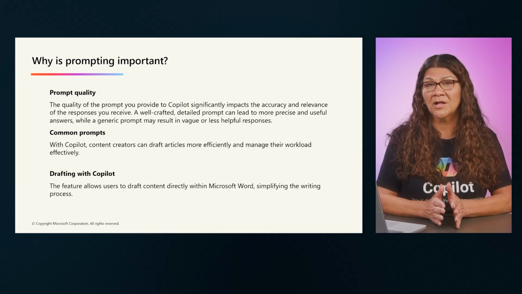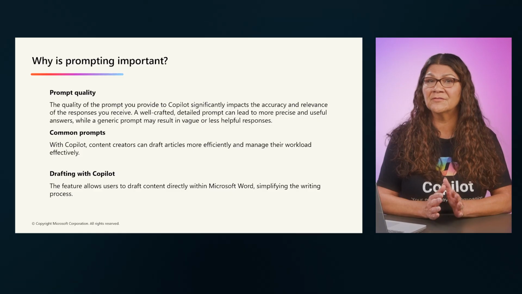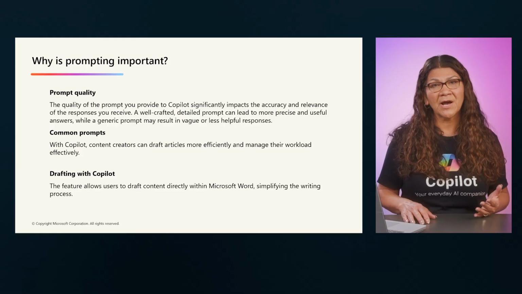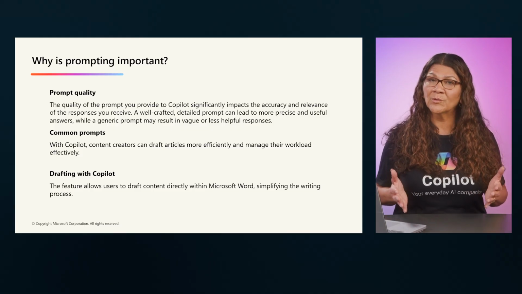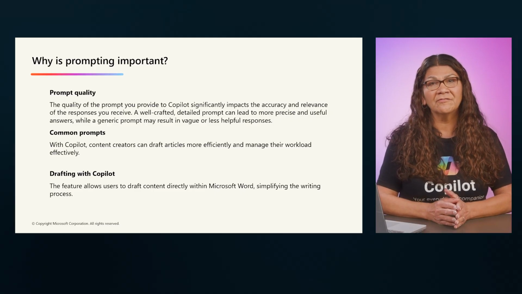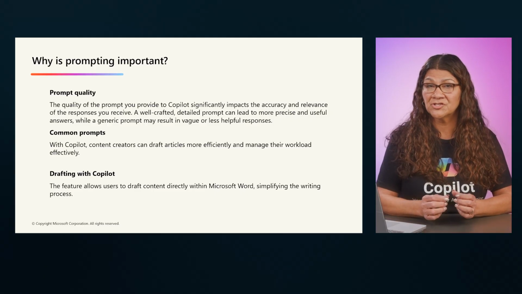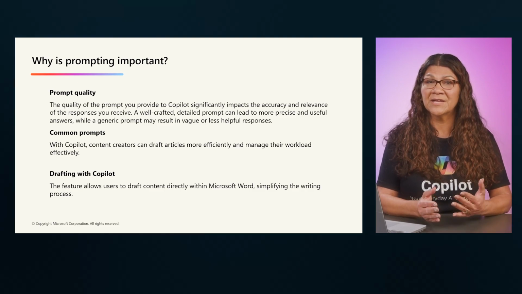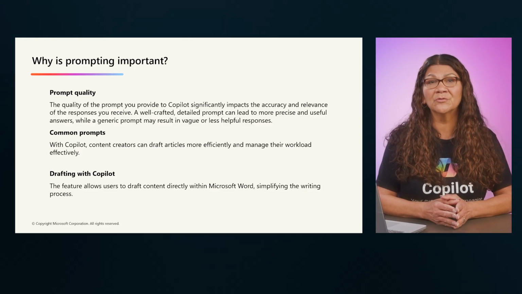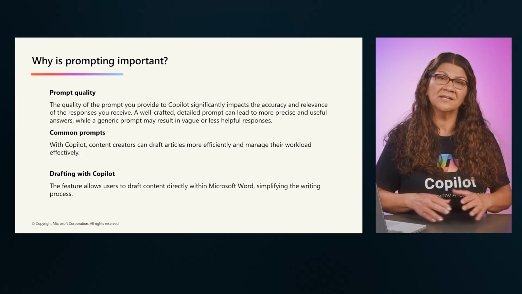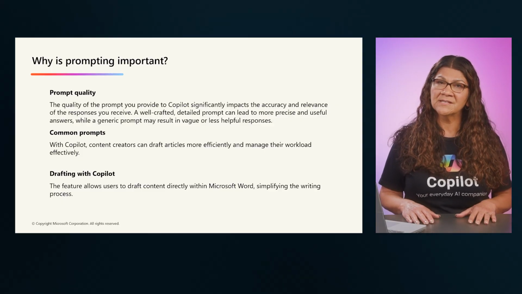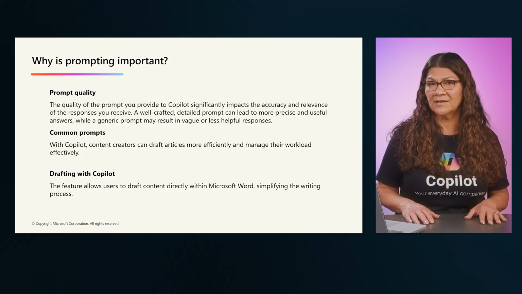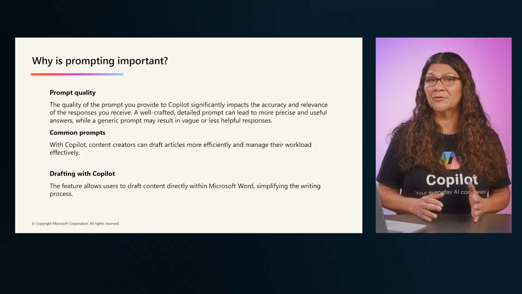Prompting matters because the quality of your prompt shapes the quality of Copilot's response. A clear, detailed prompt enables Copilot to produce precise, relevant, and actionable content, while vague instructions often lead to generic or incomplete results. Context, clarity, and being specific can dramatically improve Copilot's output. When content creators rely on well-crafted prompts, they not only get stronger first drafts, they also work more efficiently and manage their workload with far greater ease.